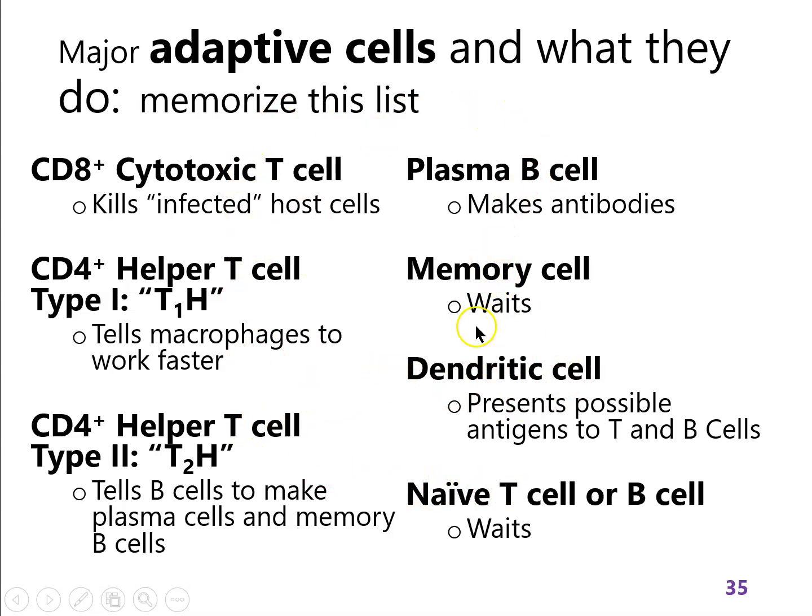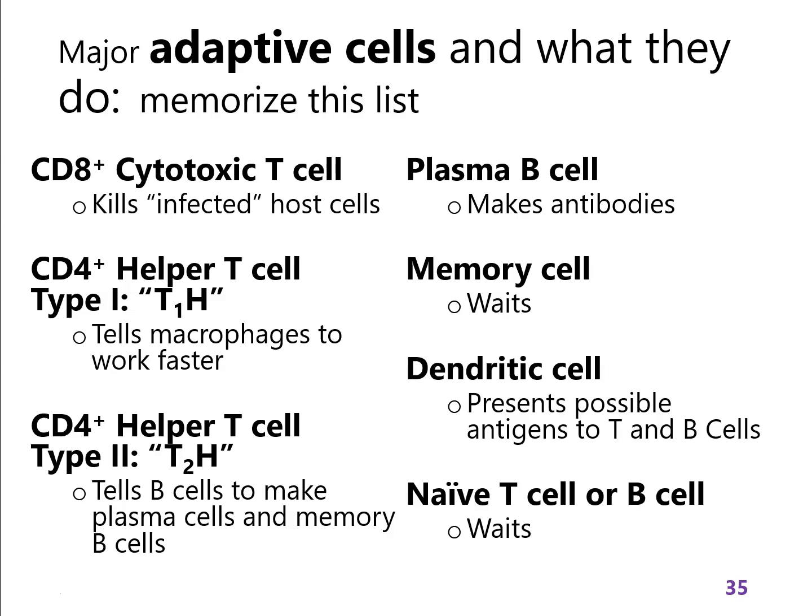We've already looked at dendritic cells. Everything here except the dendritic cell, these are all lymphocytes. And lymphocytes are really unusual in their construction and behavior. And you need to keep an open mind to understand what they do, because it's very counterintuitive.